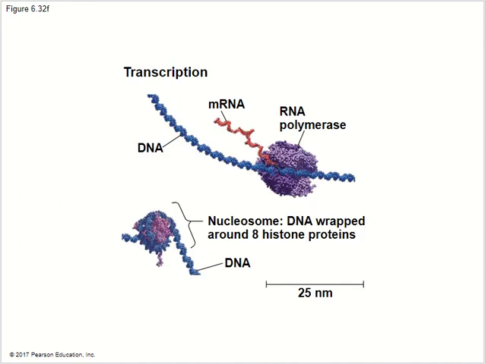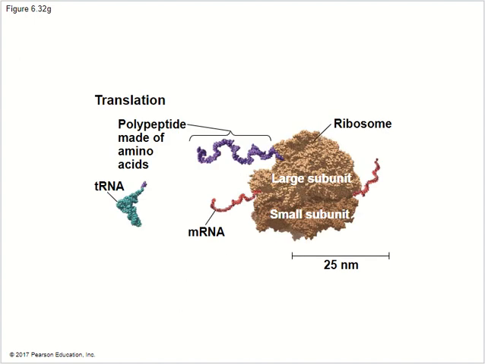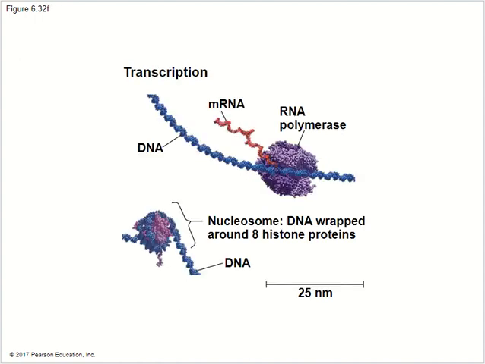All right, slide 200 of 215. All right, showing how RNA polymerase, not a ribosome, that's RNA polymerase, a separate protein, is producing mRNA from DNA. So DNA is being read, mRNA is being produced. Nucleosome: DNA wrapped around 8 histone proteins to help package it.